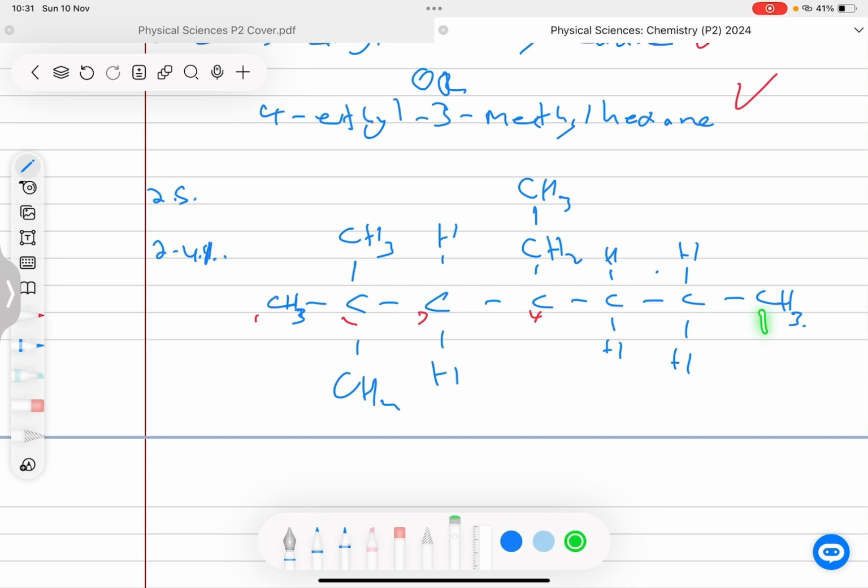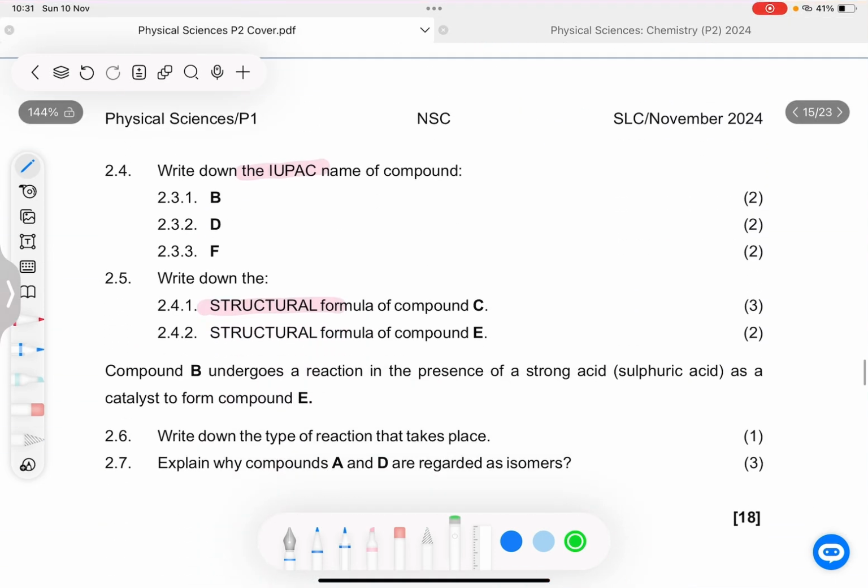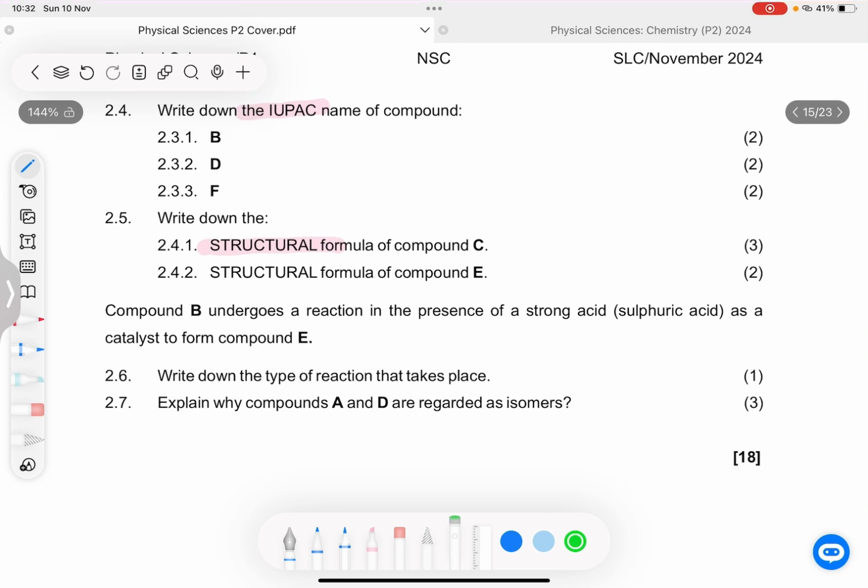It is also possible for you to start counting from this side to say this is 1, this is 2, this is 3, this is 4, this is 5, 6, and a 7. Now when we say 1, 2, 3, that's where you're going to have the second carbon. It is still the same molecule, because the name will be the same even if the structures look different. I hope that makes sense.